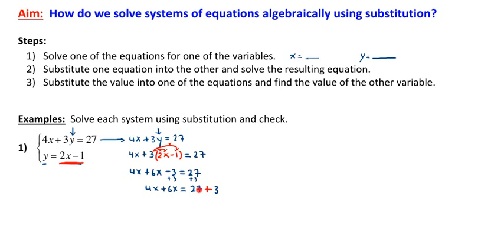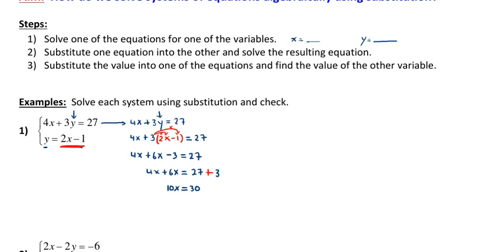Only I'm writing it horizontally here and not on the left side, but it does the same thing. I'm going to be erasing this part. So now we combine the like terms that we have. 4x plus 6x, how many x's do we have over there? Yes, that's 10x. And on the right side, 27 plus 3 is 30. Yeah, so that's 30.